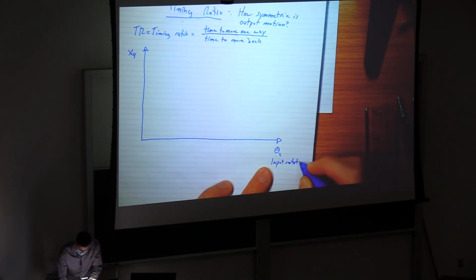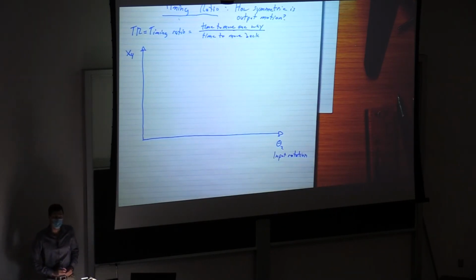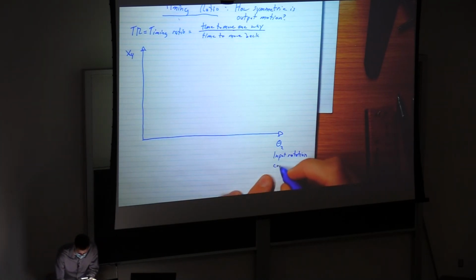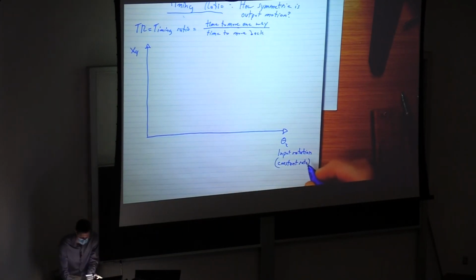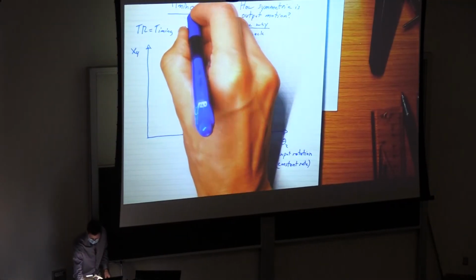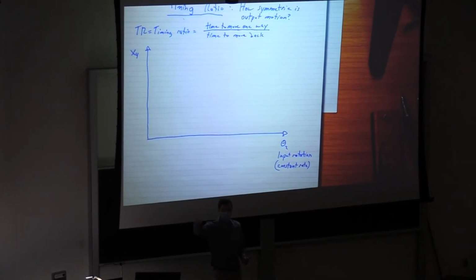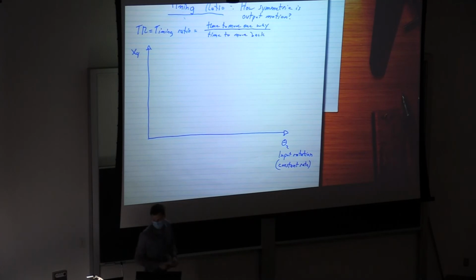Input rotation. The important thing about theta 2 is we're assuming that it's rotating at a constant speed or constant rate. And of course, that really affects the timing ratio. So timing ratio is best defined, or makes the most sense, when you have a constant input. The crank is a motor, and it's just going round and round at a nice constant speed.